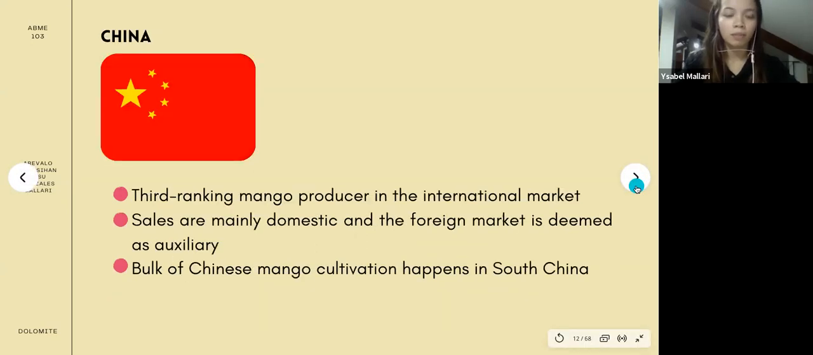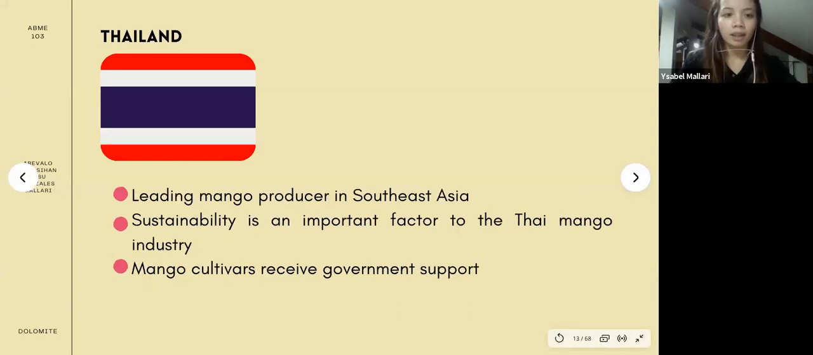China is the third-ranking mango producer in the international market, and their sales are mainly domestic, with the foreign market being deemed as auxiliary. The bulk of Chinese mango cultivation happens in South China. Thailand is the leading mango producer in Southeast Asia. Sustainability is an important factor to the Thai mango industry, and mango cultivars receive government support.